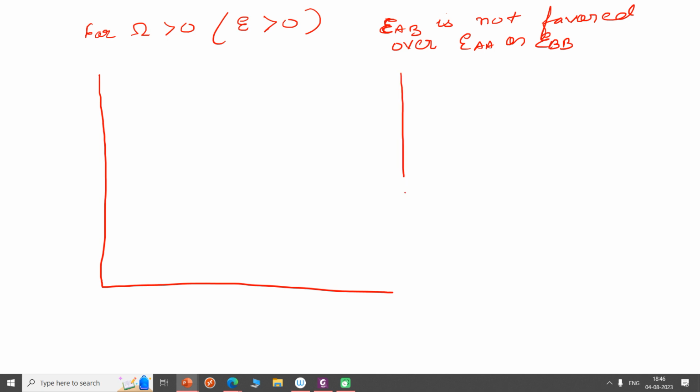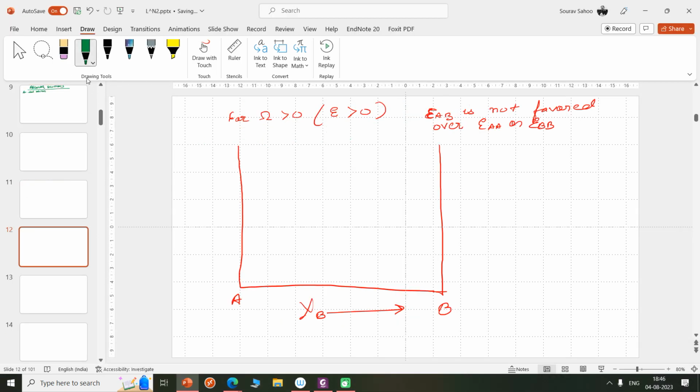So how will that curve look like? So we will have the increasing mole fraction of AB this way. You can just change the color here.